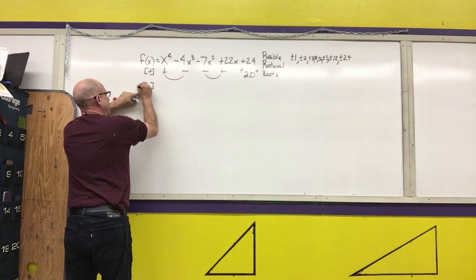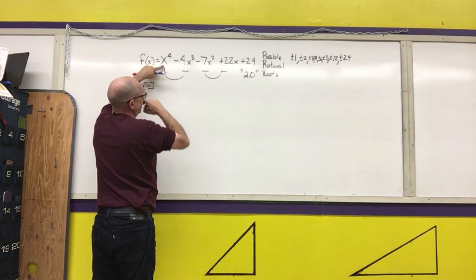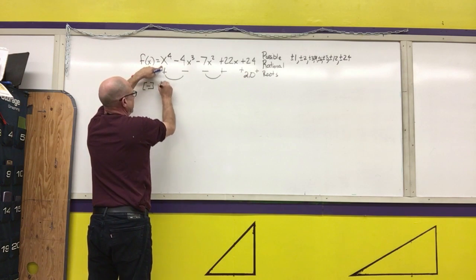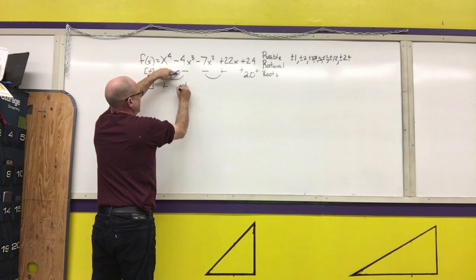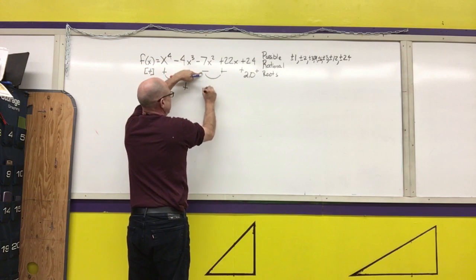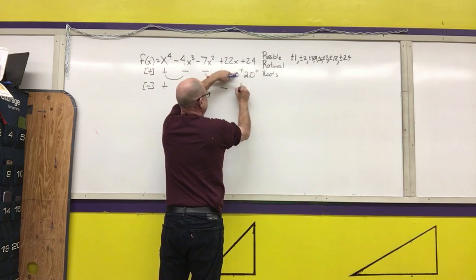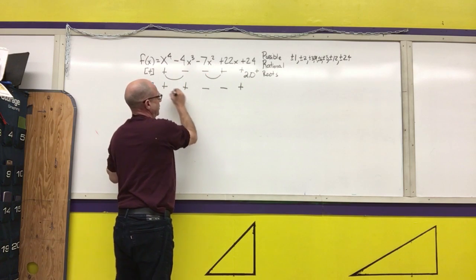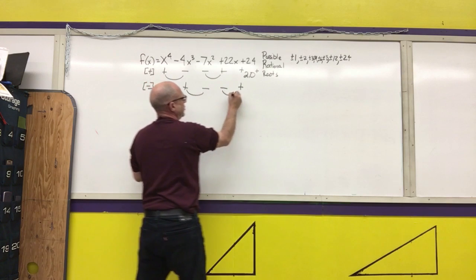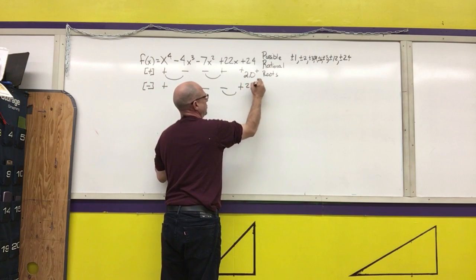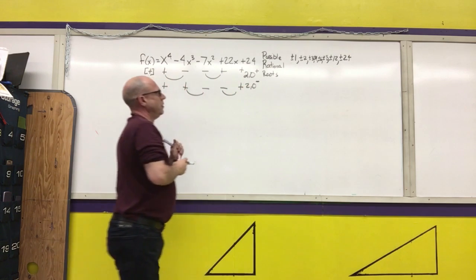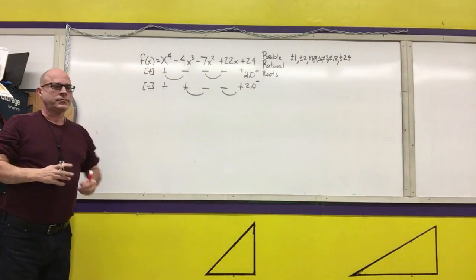For negative roots, I change the signs for my odd powers. Even power stays the same, odd power changes. Even power stays the same, odd power changes. Even power stays the same. And then count my sign changes. 1, 2. So I'm either going to have 2 or 0 negative roots.